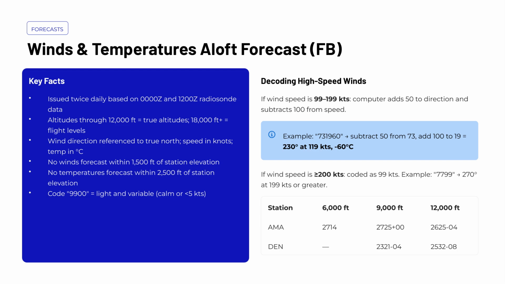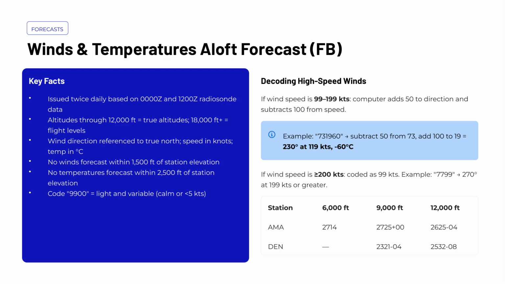The winds and temperatures aloft forecast, or FB, gives pilots detailed information about upper-level wind and temperature conditions along a planned route. These forecasts are issued twice daily, based on radiosonde balloon data collected at 0000 and 1200 Zulu. A few important boundaries to remember. Altitudes through 12,000 feet are expressed as true altitudes, while 18,000 feet and above are given as flight levels.